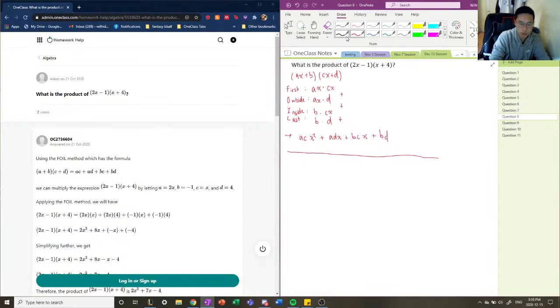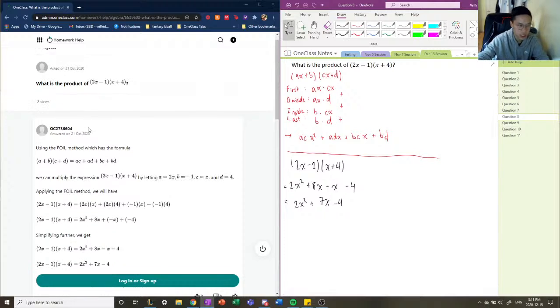Okay, so our two brackets are 2x minus 1 times x plus 4. If we were to expand this, we'll multiply the first terms together, so it will be 2x squared. We'll multiply the outside terms together, which is 2x times 4, which is 8x. The inside terms together, which is negative 1 times x, negative x. And the last terms, which is going to be negative 4. If we simplify this, we get 2x squared plus 7x minus 4.